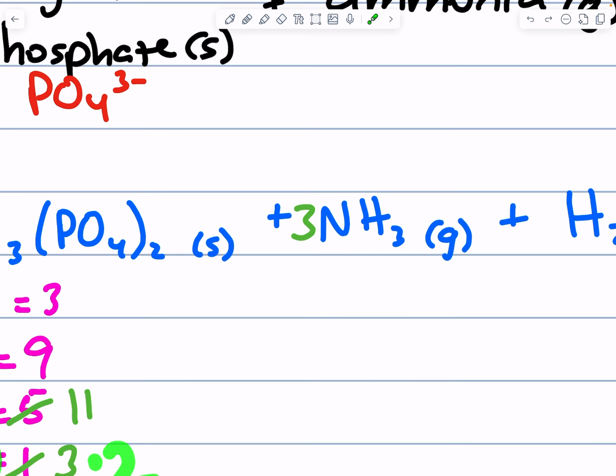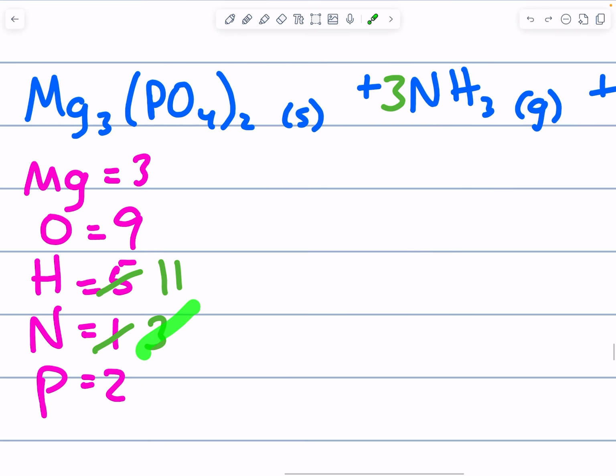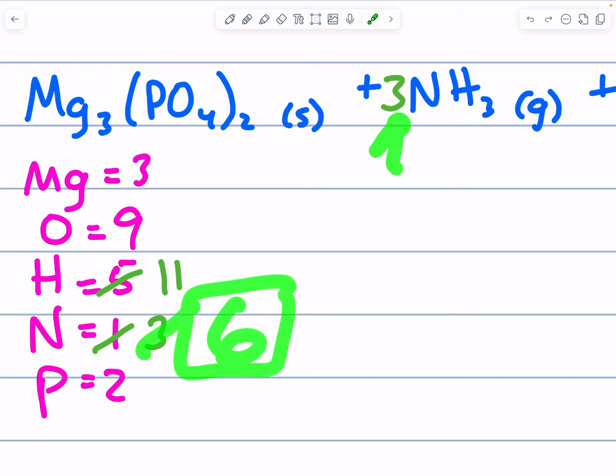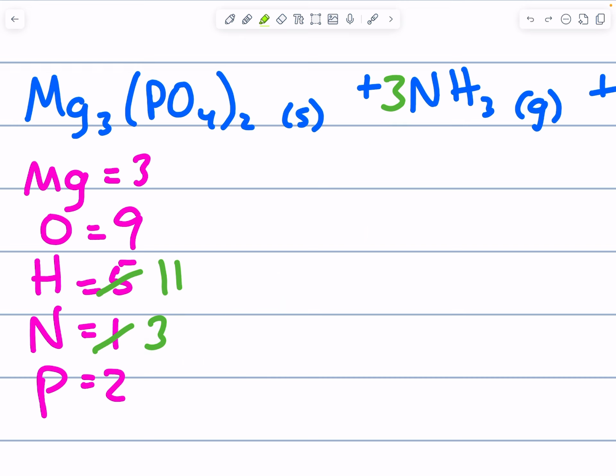But hold on a second. N already has a number in front. I need this to have 6 nitrogens. How can I make this 6 nitrogens? I remove the coefficient. Yes, you can do that. And put a 6 now. 6 times N gives me the 6 nitrogens that I need.